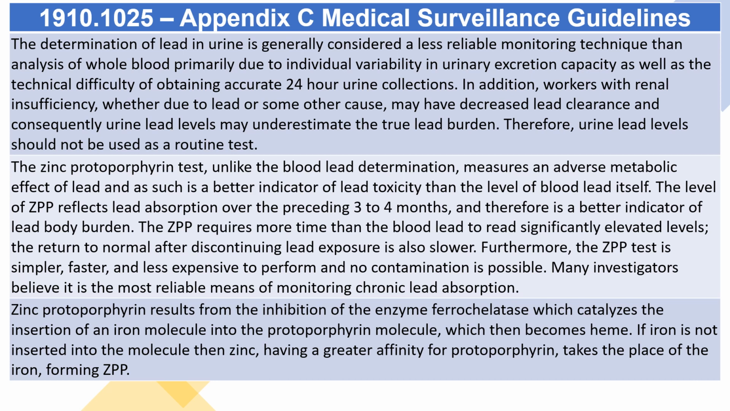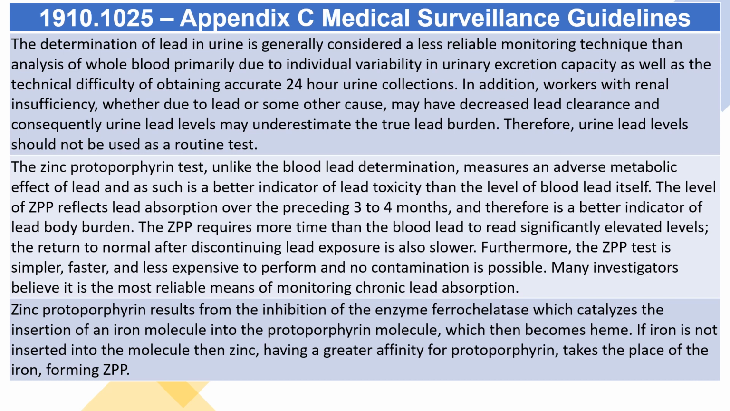The zinc protoporphyrin test, unlike the blood lead determination, measures an adverse metabolic effect of lead and as such is a better indicator of lead toxicity than the level of blood lead itself. The level of ZPP reflects lead absorption over the preceding 3 to 4 months, and therefore is a better indicator of lead body burden. The ZPP requires more time than the blood lead to reach significantly elevated levels. The return to normal after discontinuing lead exposure is also slower. Furthermore, the ZPP test is simpler, faster, and less expensive to perform, and no contamination is possible. Many investigators believe it is the most reliable means of monitoring chronic lead absorption.